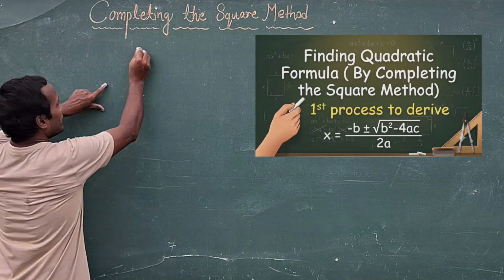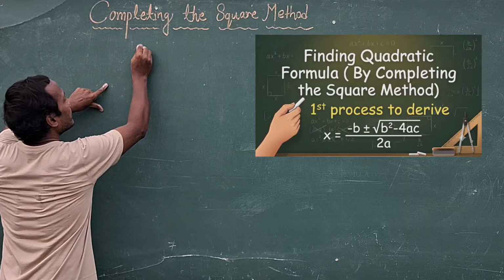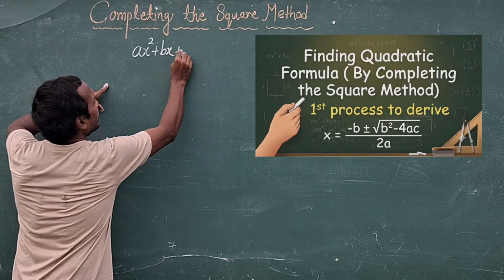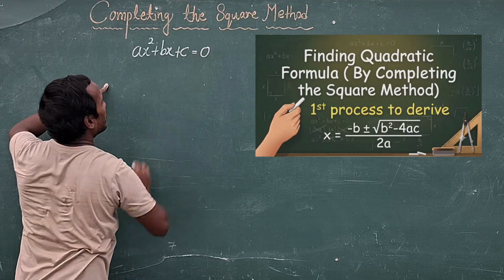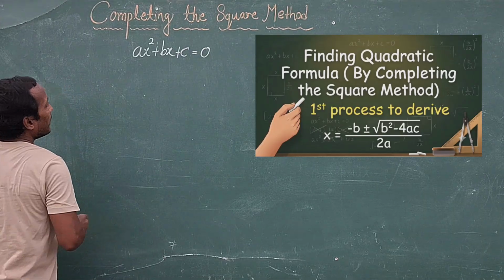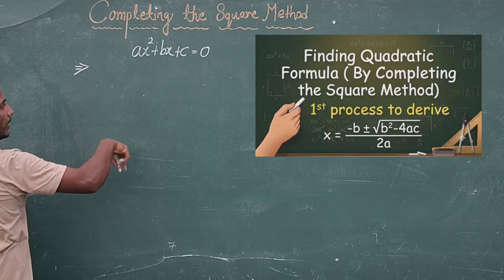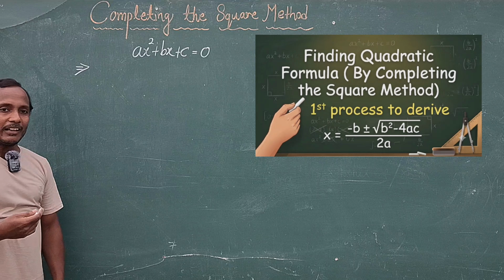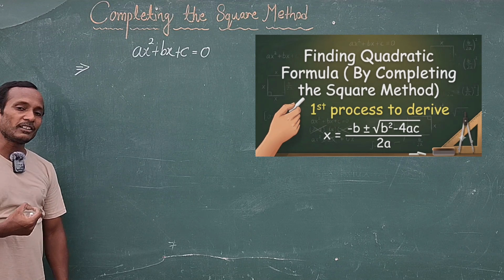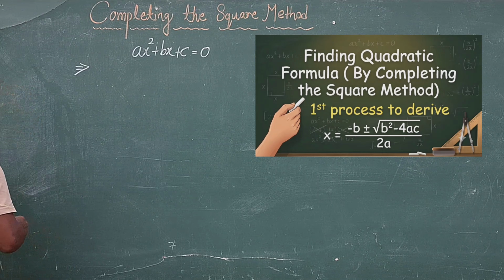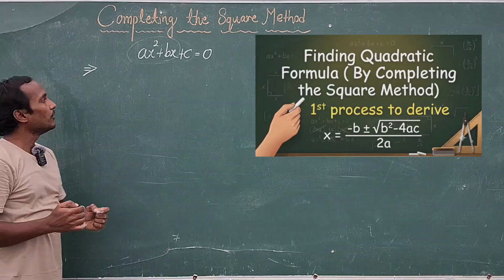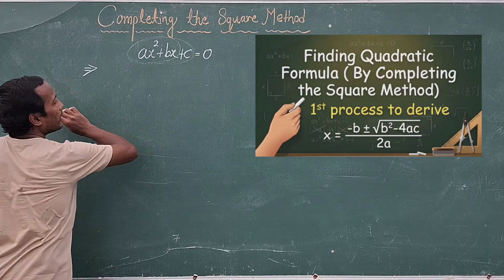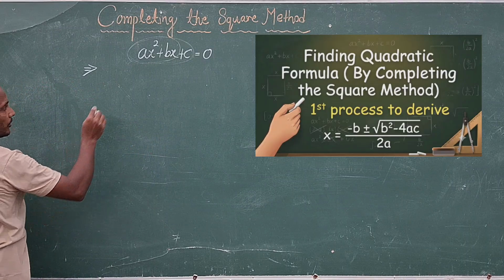So I shall start with the general form or standard form of the quadratic equation, that is ax square plus bx plus c equals 0. I am taking the standard form, and whatever we get at the end, x is equal to whatever we get, that will act as a general formula for all quadratic equations. So I will apply the completing the square method. We shall try to express the algebraic expression of this equation in the form of a square. Let's try how it is possible.